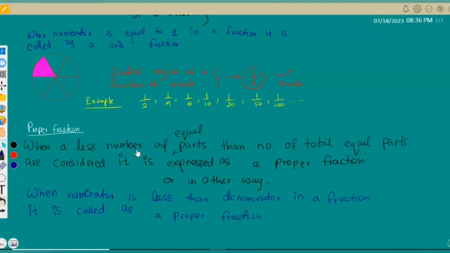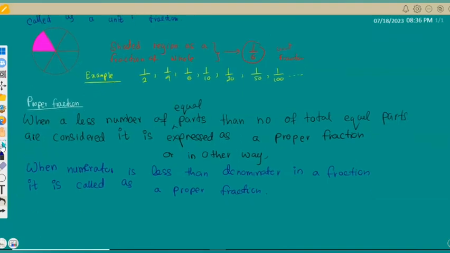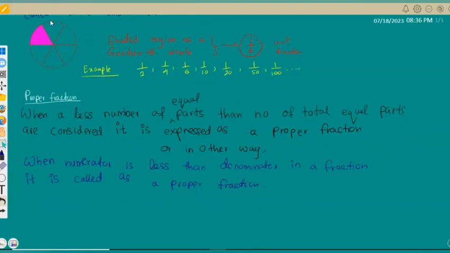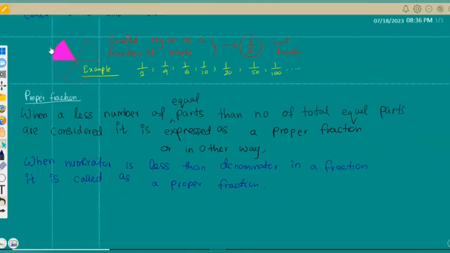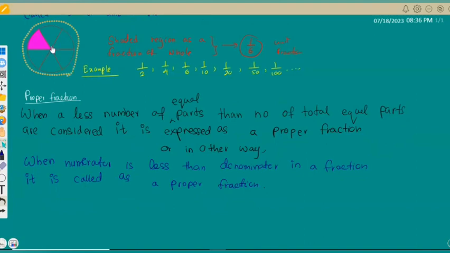Okay, then how do we express this? Let's see. The unit fractions also can be considered as proper fractions.